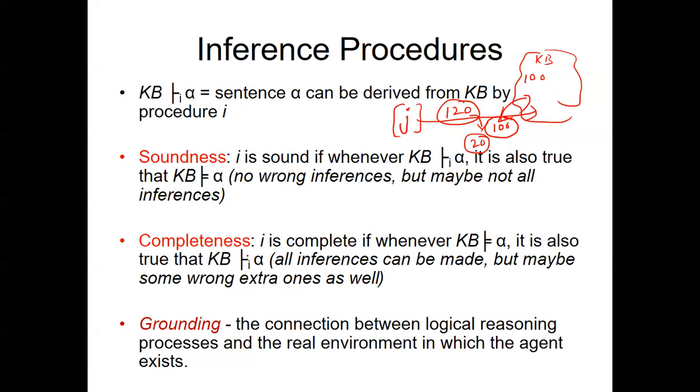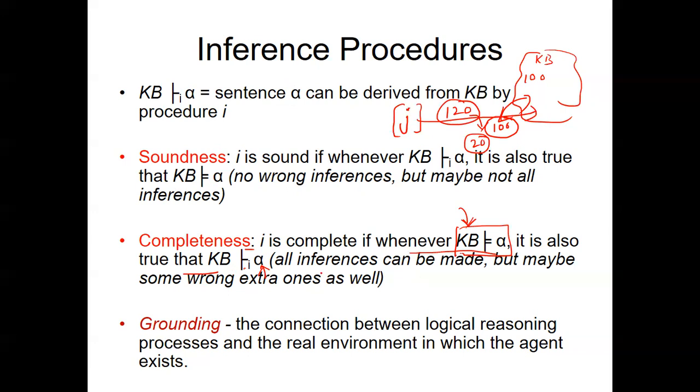Completeness: the inference algorithm I is complete if whenever KB entails alpha is true, the inference algorithm is able to derive the statement alpha from KB. So here we start with KB entails alpha, which means that for each and every such sentence, we have this inference algorithm which can derive alpha from KB.